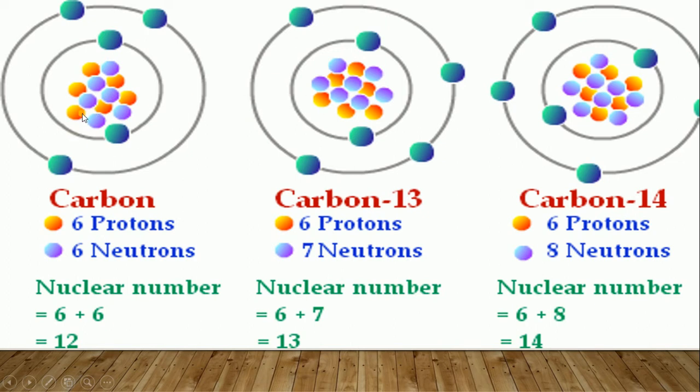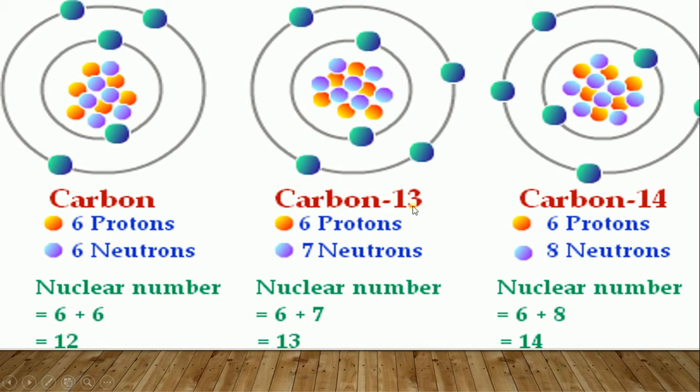Now we will see how many protons are in this carbon: 1, 2, 3, 4, 5, 6. How many neutrons are in this carbon? 1, 2, 3, 4, 5, 6. So the number of protons is 6 and the number of neutrons is also 6. So what is the mass of this carbon? 6 plus 6 is equal to 12.